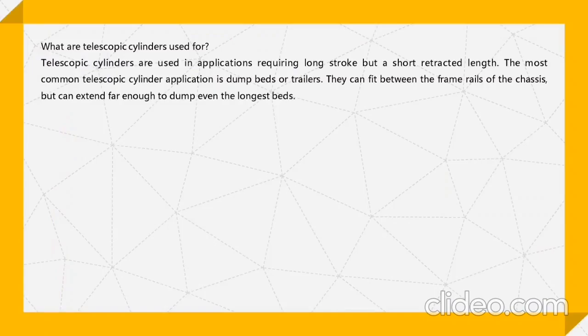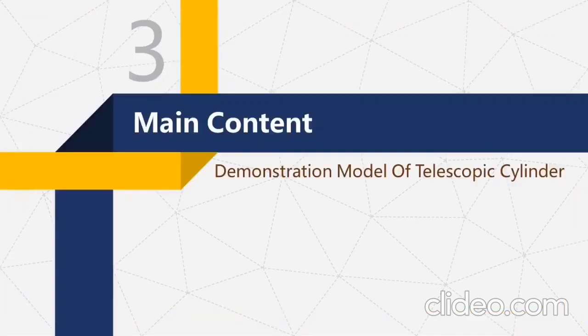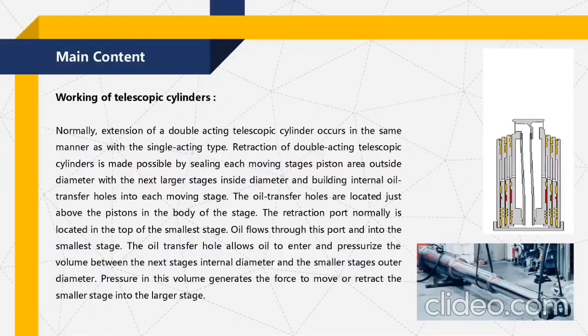What are telescopic cylinders used for? Telescopic cylinders are used in applications requiring a long stroke but a short retracted length. The most common telescopic cylinder application is dump beds or trailers. They can fit between the frame rails of the chassis but can extend far enough to dump even the longest beds. Now we will see the working of the telescopic cylinder.